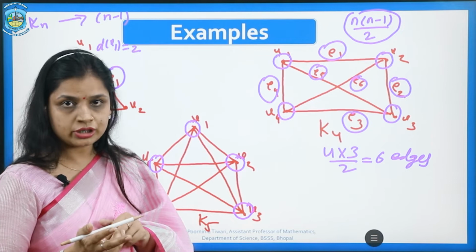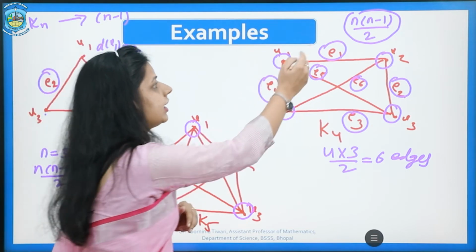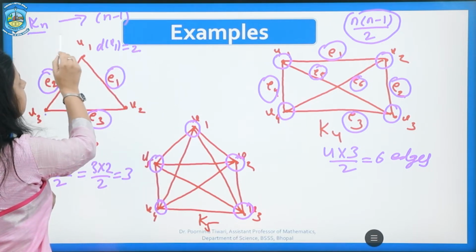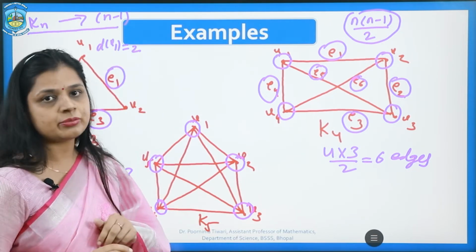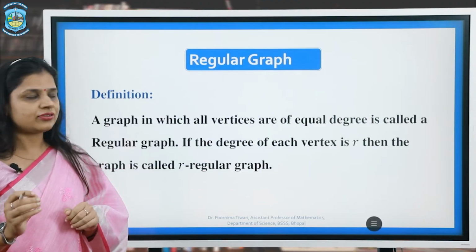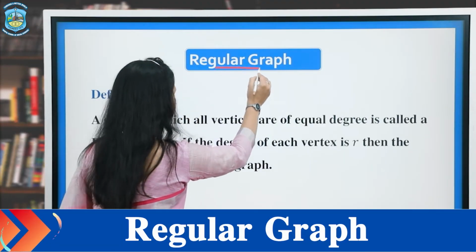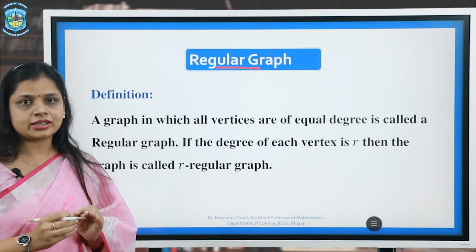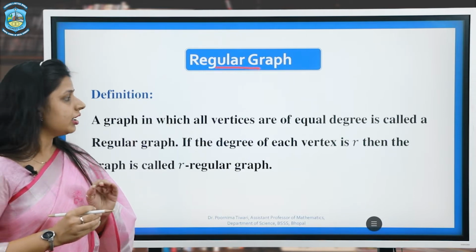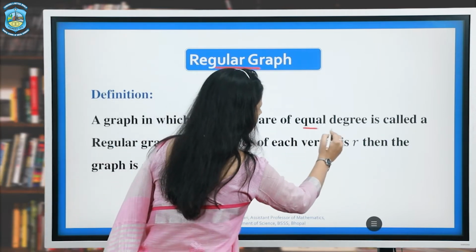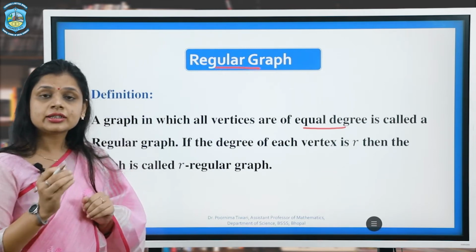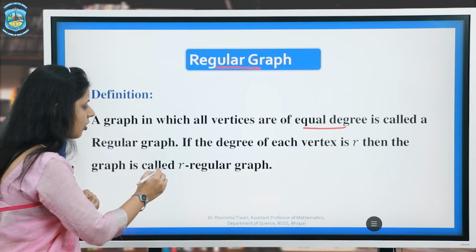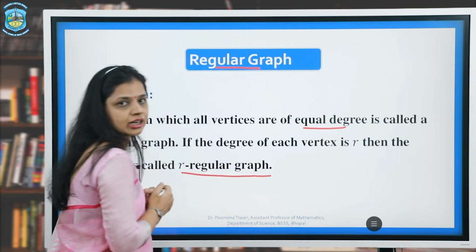So these are two important observations: that Kn has n(n minus 1)/2 edges, and the second thing, the degree of every vertex in Kn is n minus 1. Next definition is for a regular graph. A graph in which all vertices are of equal degree is called a regular graph. And if the degree of each vertex is r, then the graph is called an r-regular graph.